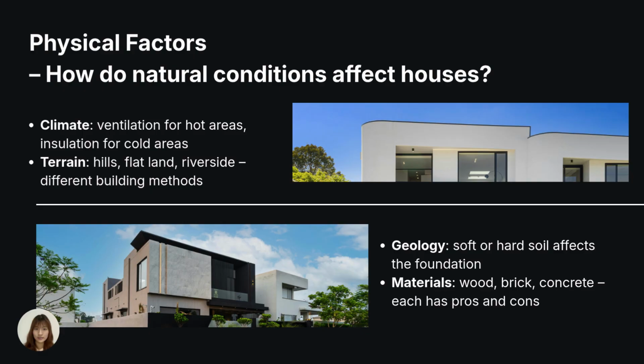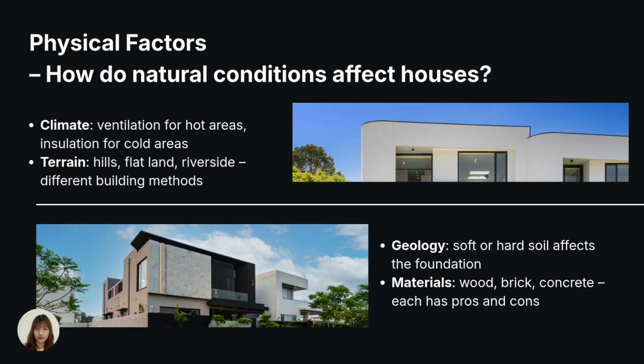In cold places, winters are freezing, so houses need insulation and thick walls. Windows should be smaller or use double glass. Besides temperature, we also think about rain and sun. If there's a lot of rain, the roof should be sloped so water runs off quickly. If the sun is too strong, we add shading like awnings or plant trees to block it.